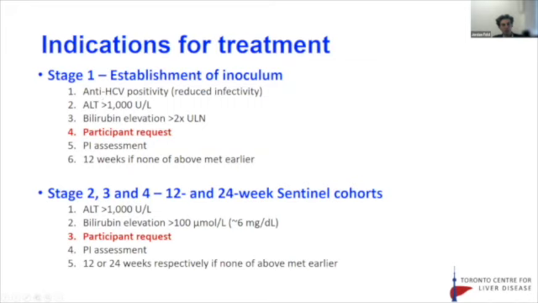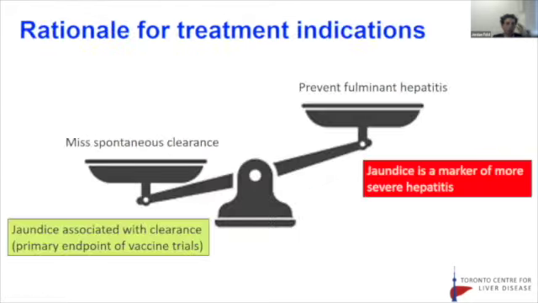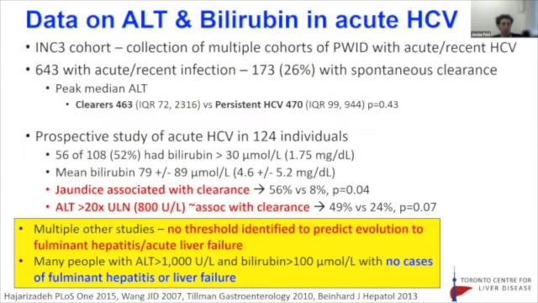In the later stages, we would propose to actually push the bilirubin elevation to a higher level, to 100 or 6 in American units, and I'll show you why, because it's important to think about this carefully. On the one hand, we don't want to have someone go on to develop fulminant hepatitis, and jaundice, of course, is a marker of more severe hepatitis, but it's also associated with spontaneous clearance. So if we treat people at the first bump in the bilirubin, we are going to miss spontaneous clearers, and that will really underestimate the spontaneous clearance rate. So this is really a challenge of getting the balance right.